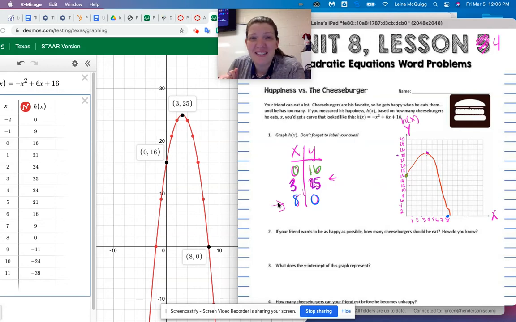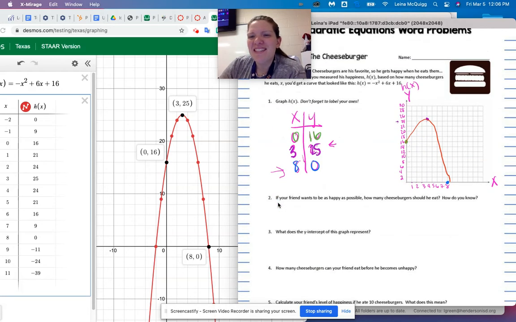That's better. We're going to stick with it, okay? My lines are not perfect. I don't claim to be an artist. Okay, so here we go.